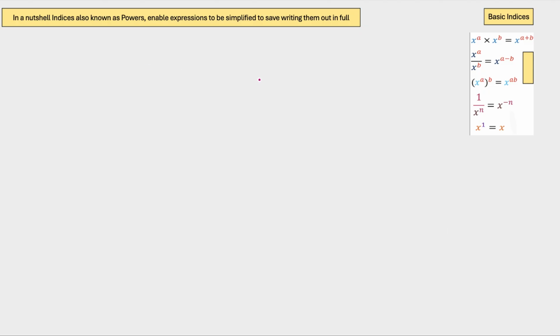There are rules to follow though, and that's what you've got to remember. They all have different rules. I'm now going to show you the basic indices with the two rules of adding and subtracting. So we'll start with, let's go with adding. So here we have the rules for adding.